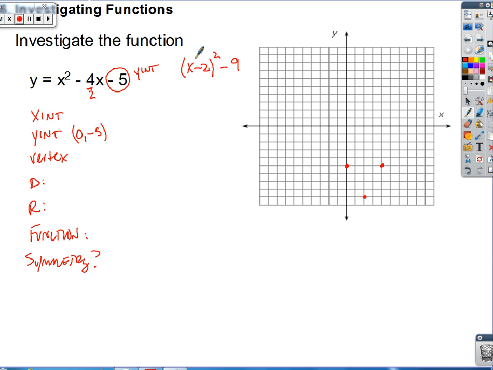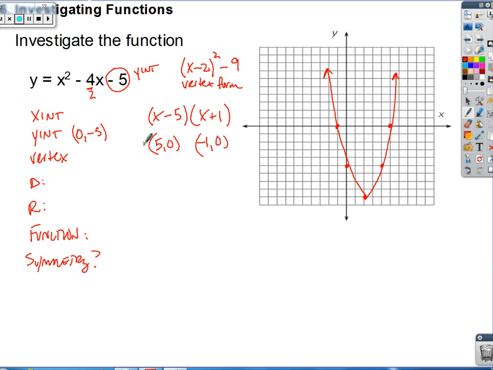For the x-intercepts, I could factor, so this is vertex form. I could do factored form. So I'm going to have -5 plus 1 for that. So that means I'll have an x-intercept of (5, 0) and another x-intercept of (-1, 0). 1, 2, 3, 4, 5, 0, and -1, 0. And that gives me my sketch.